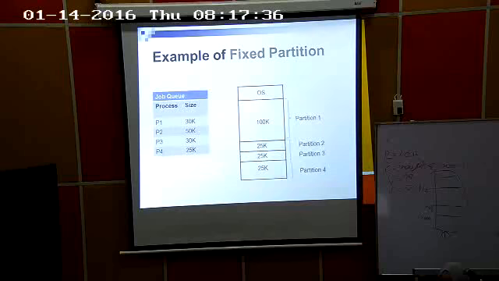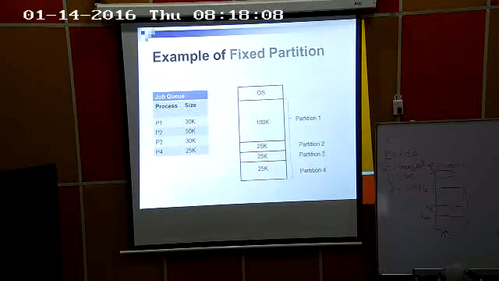70K is wasted. Right. And P2 we slot into, P2 needs to wait. Why? There's no partition it can slot into. And P2 needs to wait. And your memory manager will go to the next process, P3. Still need to wait. Yeah? There's only this partition 1.